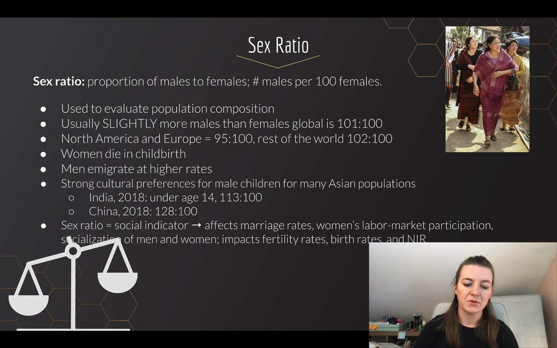So sex ratio overall is a social indicator. It affects marriage rates, it affects women's labor market participation. So if we have very few women, we're much more likely to have very few women in the workplace. It affects the socialization of men and women. It affects fertility rates, birth rates, and the natural increase rate. So we could end up seeing a dramatic decrease in all of these things.